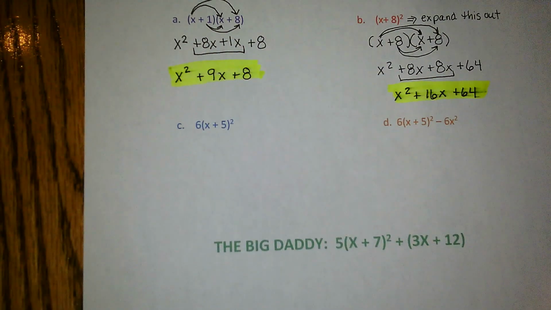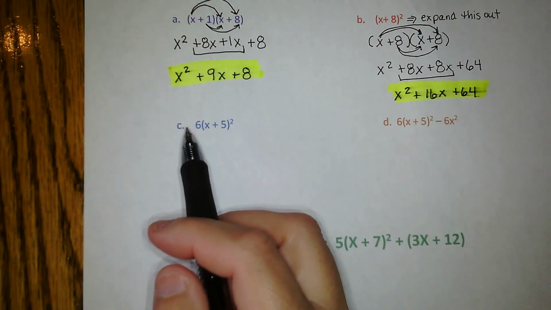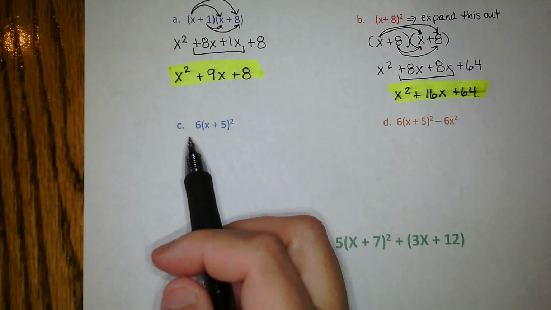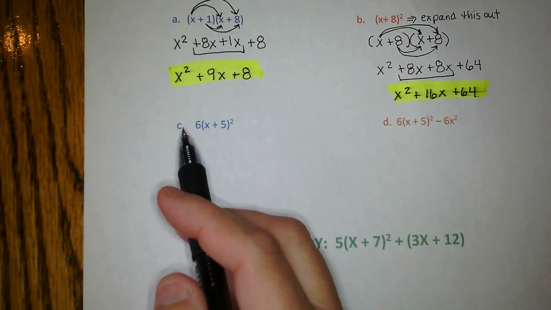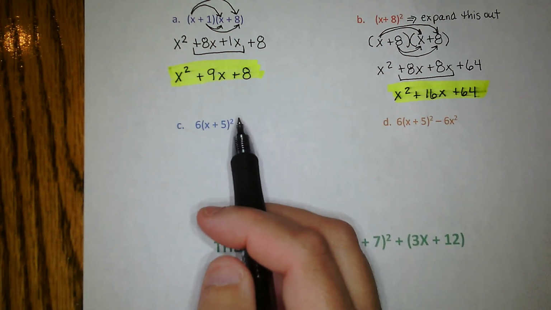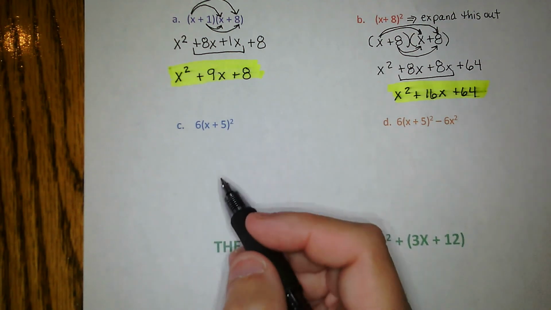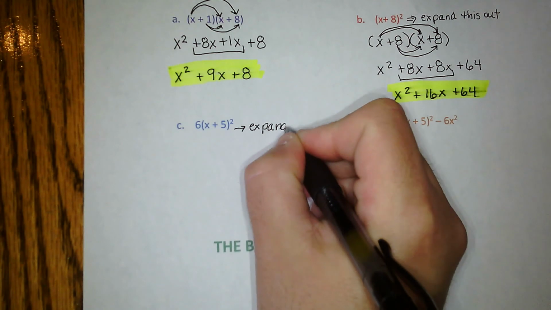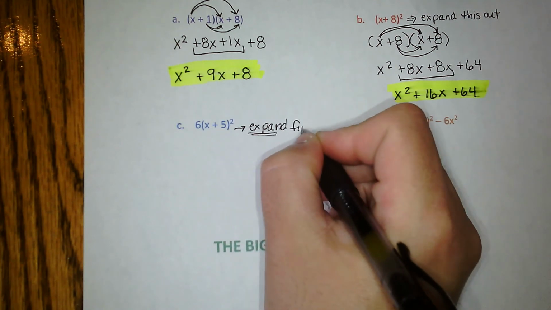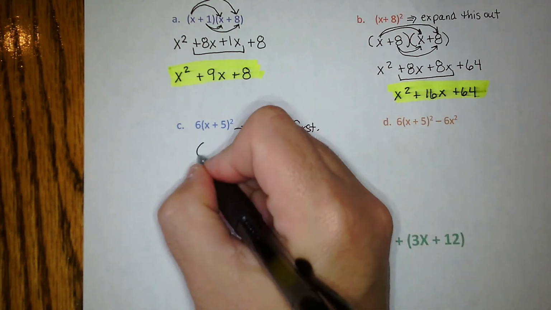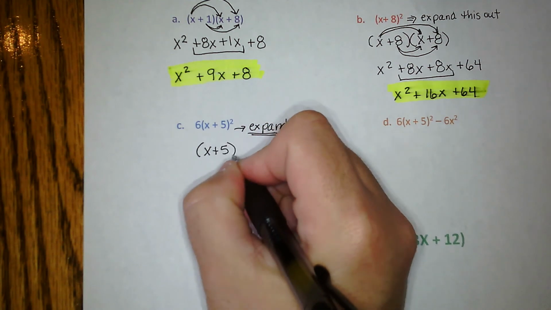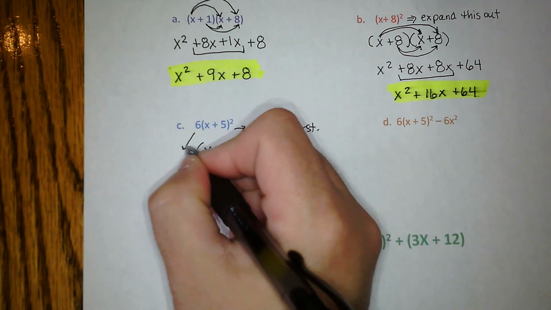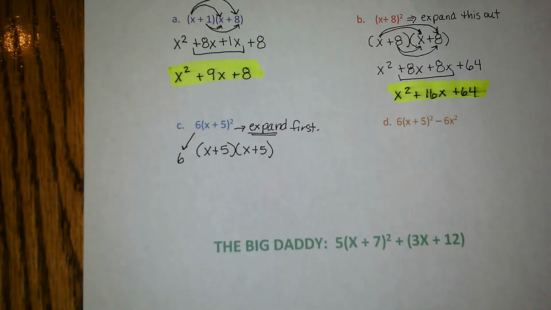For letter C, what one might want to do is think about what the 6 has to do with it. But remember that in order of operations, for PEMDAS, exponents come before multiplication. So the first thing you want to do is expand first. That means that you're going to write out x plus 5 times x plus 5. And you're just going to bring the 6 down. We're not even going to do the 6 yet.